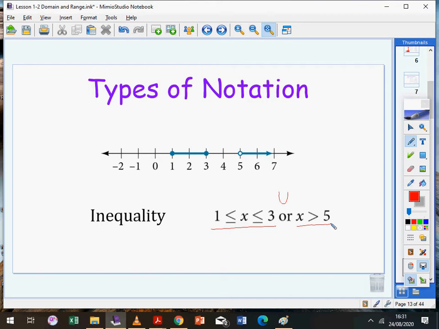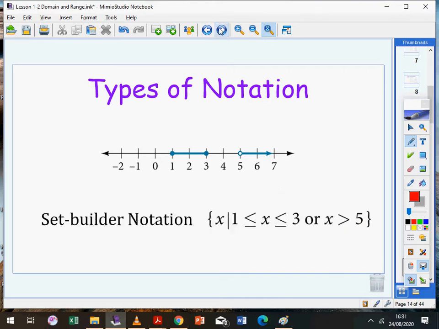That's inequality notation. Another type is the set builder notation, and again we talked about this last year. This says x is such that x is between 1 and 3, with both of them being included because of the equal sign, or you can see it as a union of sets, x is greater than 5. That tells you all the characteristics of the elements of this set.